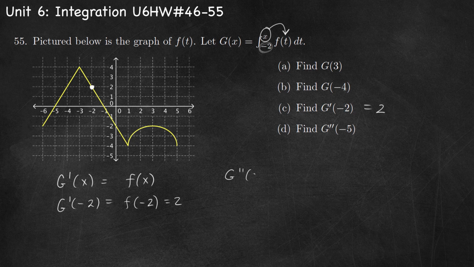Part D, g double prime of negative 5. Well, g double prime of x is the derivative of g prime, so that's just f prime of x. And g double prime of negative 5 then is f prime of negative 5, or the slope of f at negative 5. So right here, what is the slope? We can just use rise over run. We go up 2 over 1, so the slope there is 2.